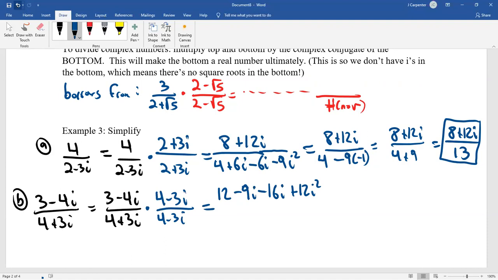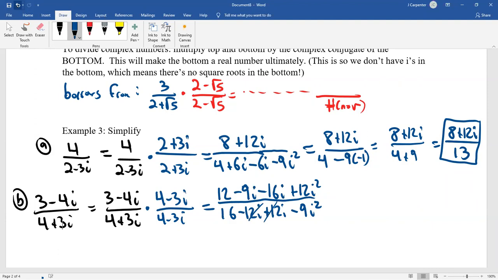The bottom, the 4 times 4 is 16. That's your first. Your outer, 4 times negative 3i is negative 12i. Your inner, 3i times 4 is positive 12i. They're going to cancel, so we're doing good. 3i times negative 3i is negative 9i squared. Don't forget that square.